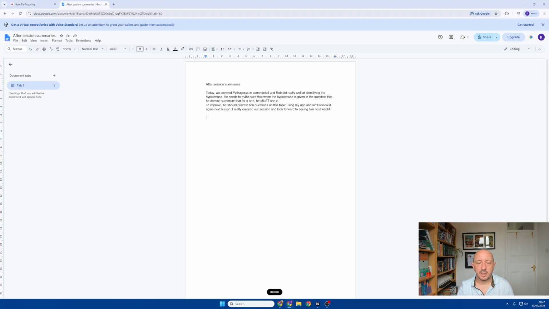Today we covered Pythagoras in some detail, and Rob did really well at identifying the hypotenuse. He needs to make sure that when the hypotenuse is given in the question, that he doesn't substitute that for A or B, he must use C. To improve, he should practice 10 questions on this topic using my app, and we'll review it again next lesson. I really enjoyed our session and look forward to seeing you next week! Exclamation point. So that's the same kind of passage there. It probably took me half the time, and I can then just copy that, paste it, and send it to a parent.